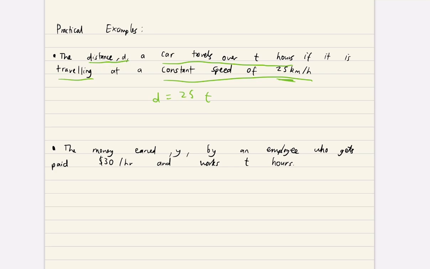This means that for every time t increases by 1 unit, which in this specific example is 1 hour, you are traveling another 25 kilometers. So if you travel for 1 hour, you've traveled 25 kilometers. If you've traveled for 2 hours, you've traveled 50 kilometers. So d will always be 25 times larger than the amount of hours that you've been traveling. And that will give you a distance in kilometers.